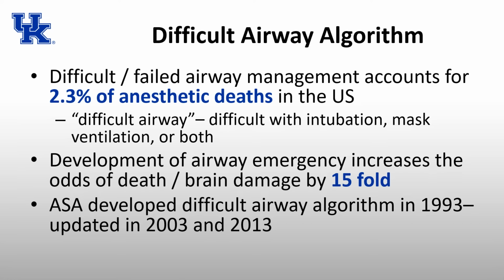Because of the morbidity and mortality associated with difficult and/or failed airways, the ASA developed a difficult airway algorithm in 1993. This has been updated in 2003 and 2013. The most recent update in 2013 focused on the LMA and implementing it sooner instead of later within the algorithm. We'll go through the algorithm in the next few slides, but the algorithm actually starts before you even start attempting the airway.